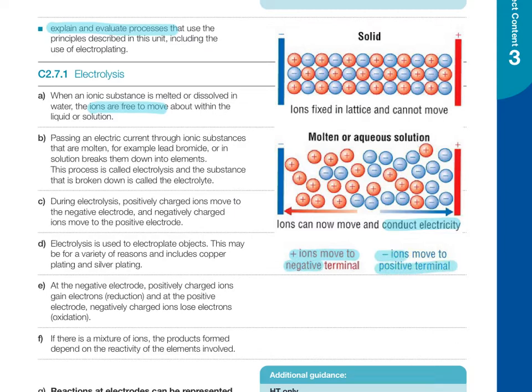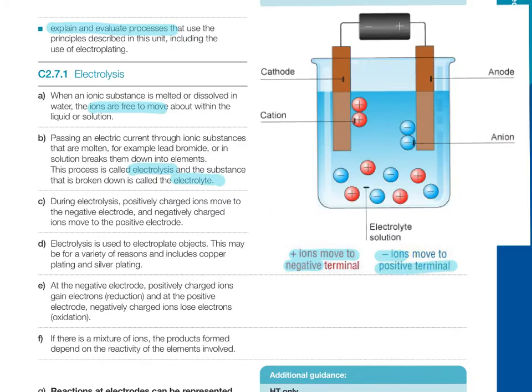Breaking down a substance like this is called electrolysis, and the substance you are breaking down is known as the electrolyte. In electrolysis, the positively charged ions, which are known as cations, will move to the negative electrode, which is known as the cathode, and the negatively charged ions, known as anions, will move to the positive electrode, which is known as the anode. So your anions move to your anode, your cations move to your cathode.